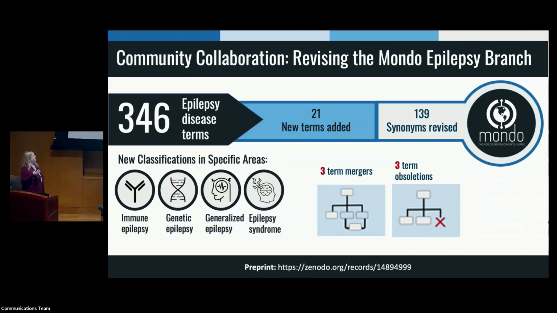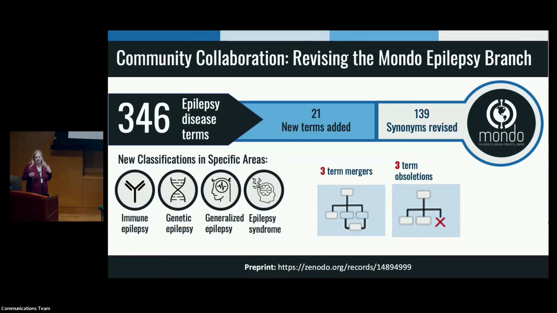Surprisingly to me, there were over 300 epilepsy terms in the Mondo disease ontology. And I was personally not aware that there were so many different subtypes of epilepsy, but it's a very complicated disease as it turns out. And we sat down and reviewed specific branches and sub-branches of the epilepsy ontology with these experts and had a lot of conversations and discussions about how to properly classify these.